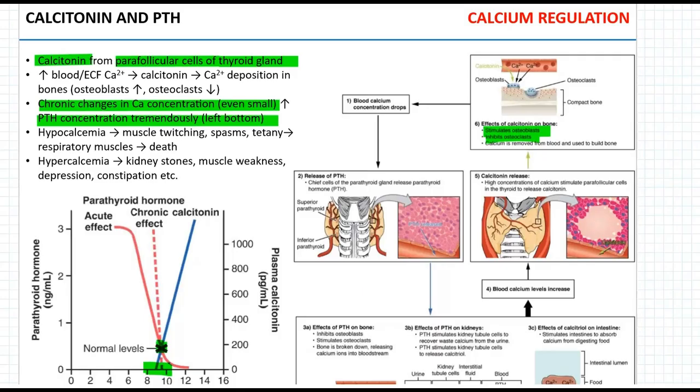Just a reminder, effects of hypocalcemia, basically hypercontractility, tetanus, contraction of respiratory muscles, and death. Hypercalcemia has opposite effects. It makes your muscles weak. It also facilitates the production of kidney stones.